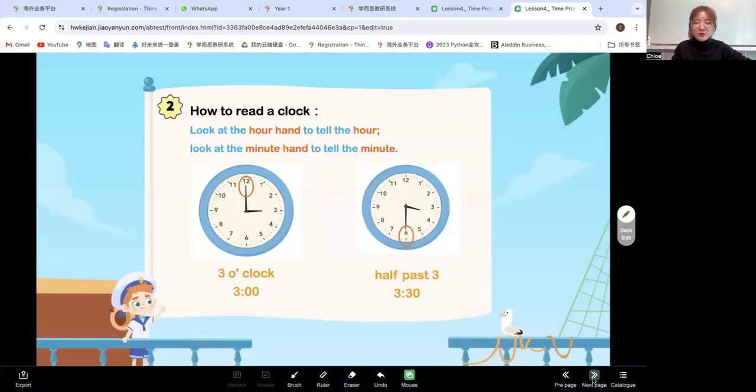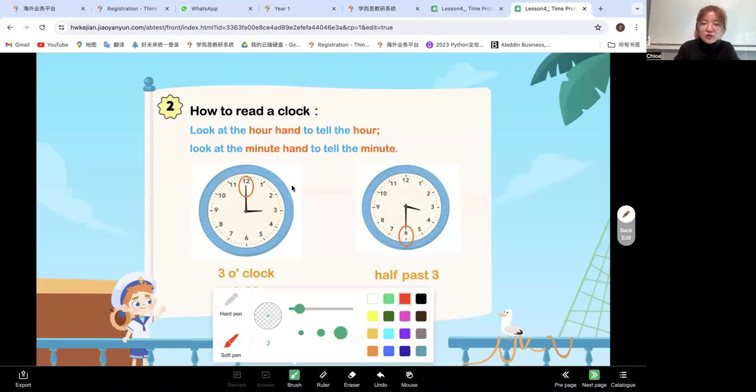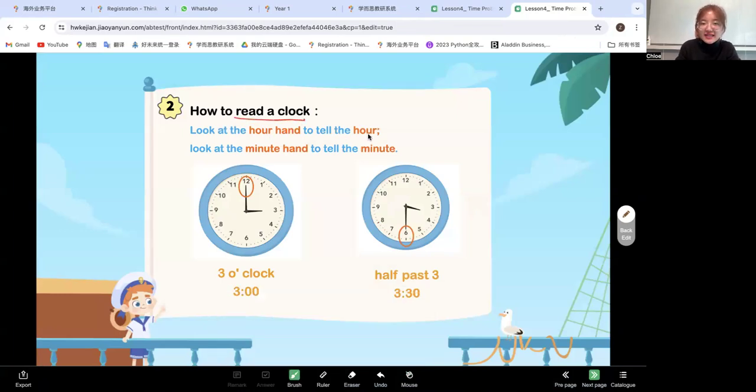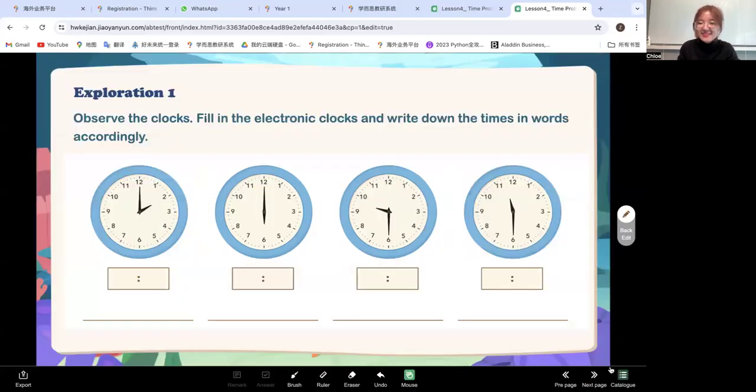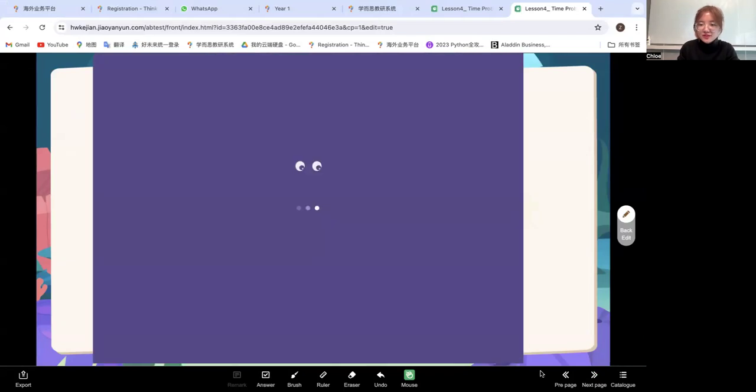Okay. Now, everyone, we learned how we can read a clock. We will look at the hour hand to tell the hour, and we will look at the minute hand to tell the minute. And also, when the hour hand is between 3 and 4, we will choose the smaller number because we haven't arrived at 4. Okay? Now let me check the time. We can do one practice, okay? Let's try this one.